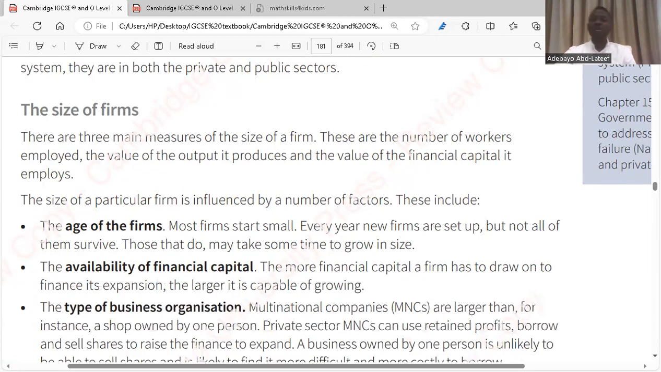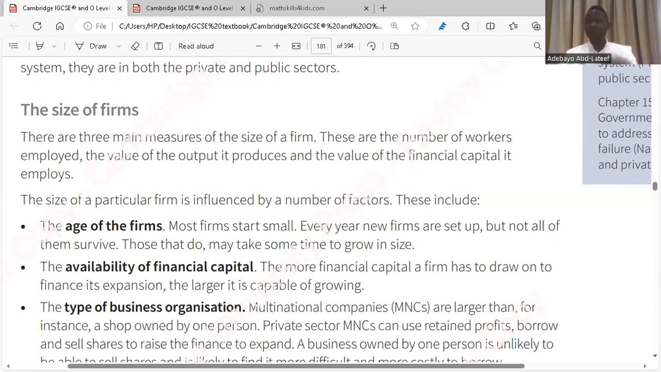So another classification of firms is through the size of the firms. When we talk about the size of the firms, you're talking about how big or small the firms are. So how do you measure how big or small the firm is? You can measure in different ways. You can measure based on the age of the firms. Most firms start small. Every year new firms are set up, but not all of them survive. Those that do may take some time to grow in size. So you can measure how big or small a firm is based on the number of years the firm is in operation.